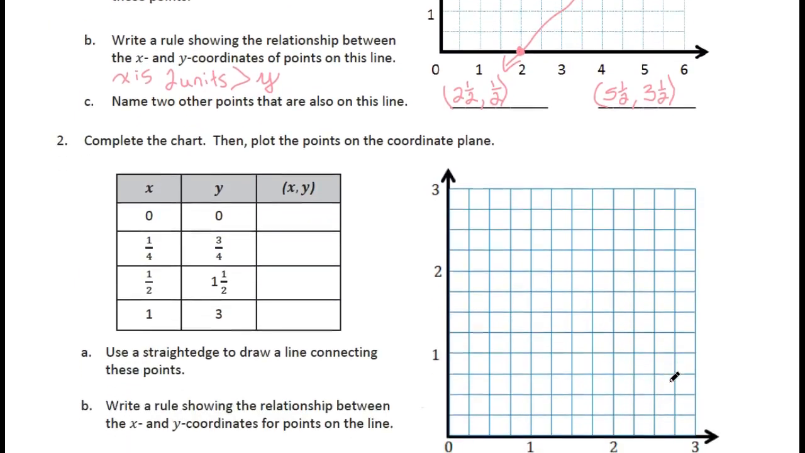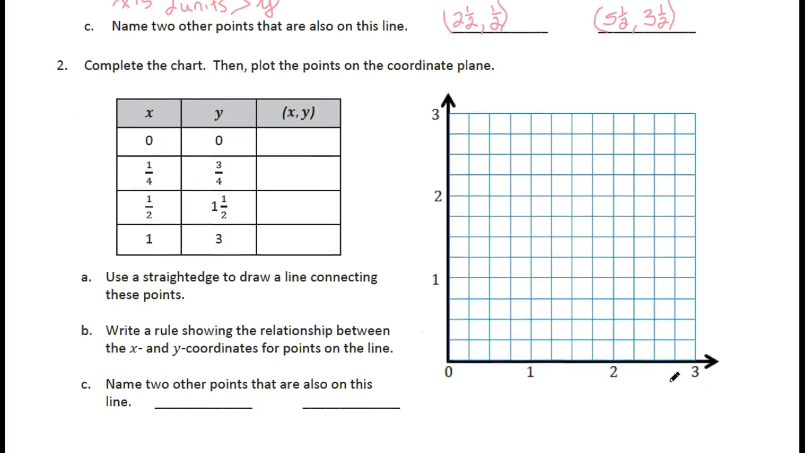Complete the chart and then plot the points on the coordinate plane. So let's check it out. So this one, they've given us the information we need again. We're just going to put it into a different form. (0, 0). Parenthesis. 1/4 is the x. 3/4 is the y. So these ones are the same, but these ones are not. This is a half different.